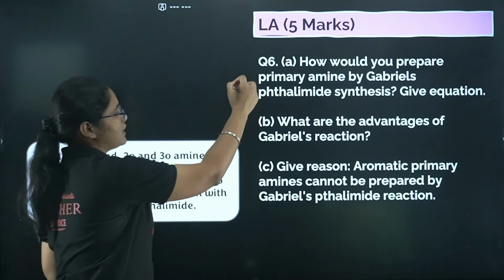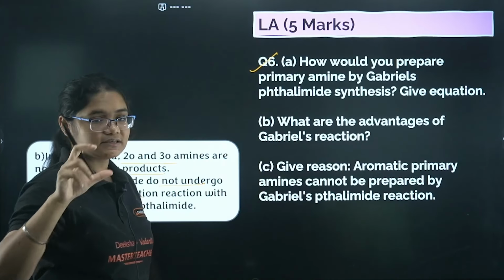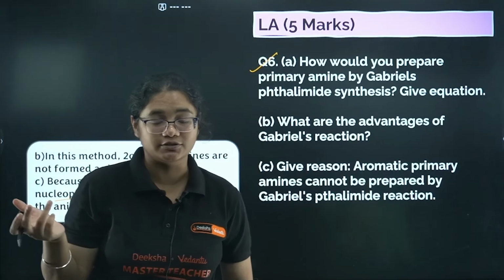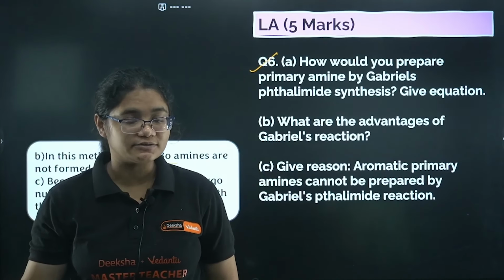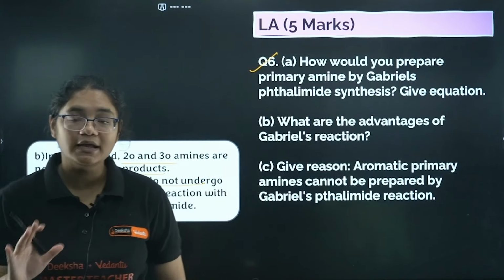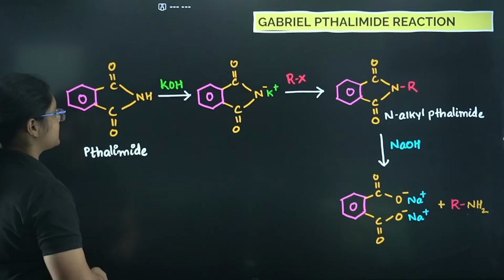When I explain this answer, you will find that there is a step where there is a nucleophilic substitution reaction. But we know that aryl halides do not undergo nucleophilic reactions, so that is why aryl amines cannot be prepared. Okay, so now let's understand Gabriel phthalimide.